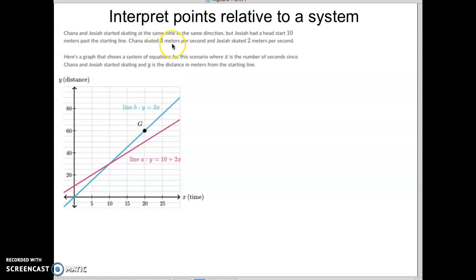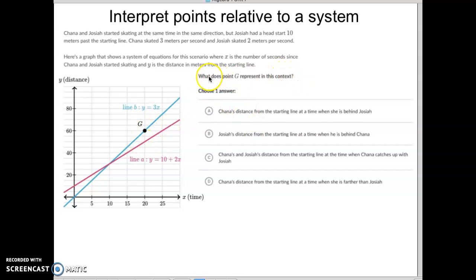Channa is skating 3 meters per second. Josh is skating 2. So that makes sense. Channa is skating faster than Josh is. Here's the graph. Now, here's the question it's asking: what does G represent? Now you might notice at this point, Channa has skated further than Josiah because she's going faster.